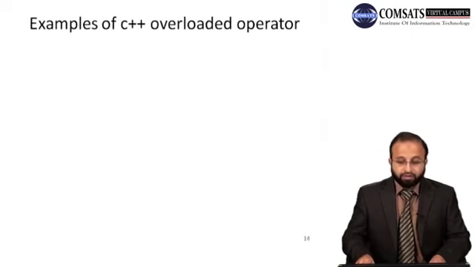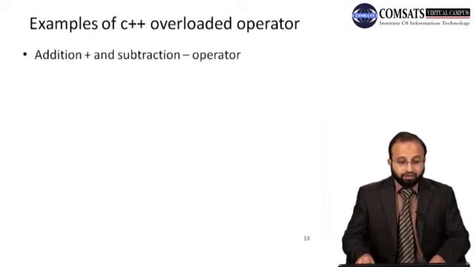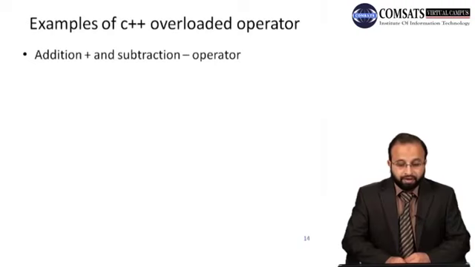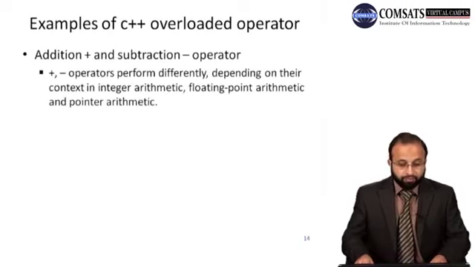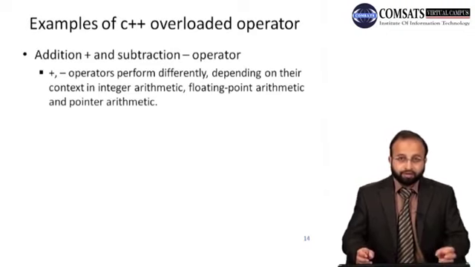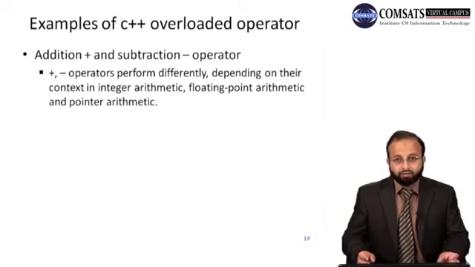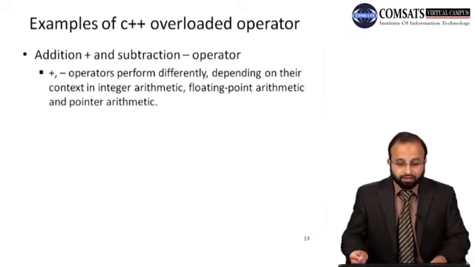Examples of C++ overloaded operators: we have used these operators many times. Addition, that is the plus operator, and subtraction, the minus operator, are overloaded operators. How? The plus and minus operators perform differently. The plus operator adds two things, and the minus operator subtracts two things, but depending upon the context: integer arithmetic, floating point arithmetic, and pointer arithmetic.